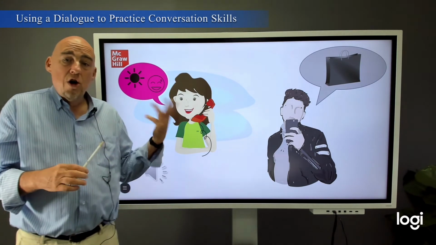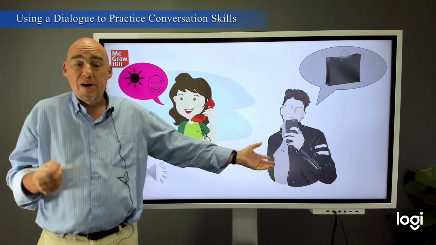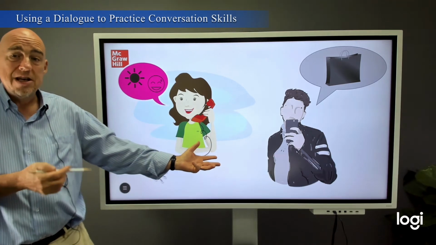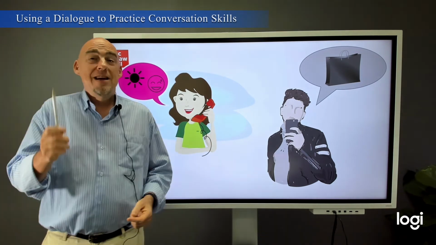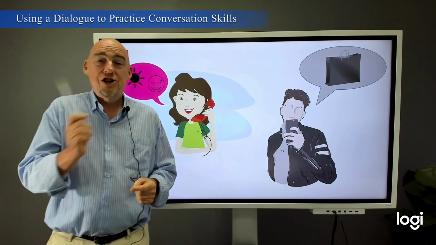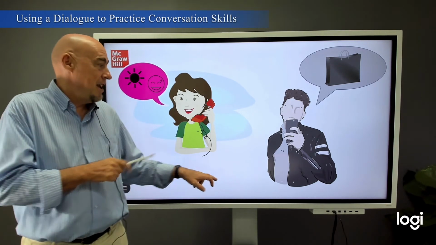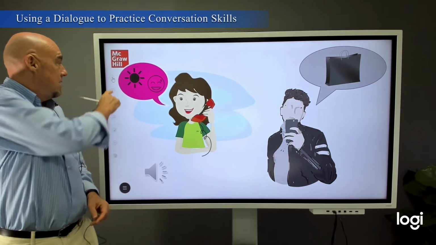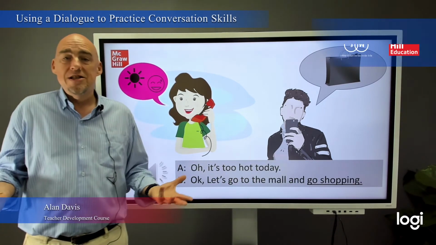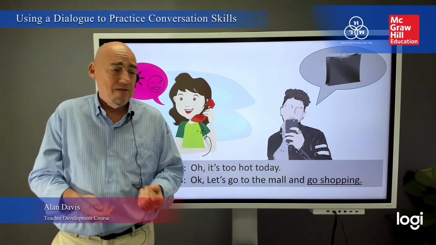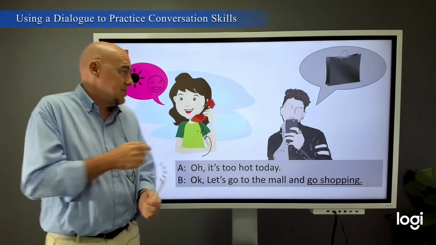Okay, so you heard the dialogue. Oh, it's too hot today. Let's go to the mall and go shopping. Again, we're using that same sentence pattern, and I'm going to go through the whole process. Can you say it with me? Demo, teacher, student, student, teacher, student, student, and then I'm going to write it up on the board or show it to them. And then we can do it again as a whole class if you like. I think you probably know what's coming up next.